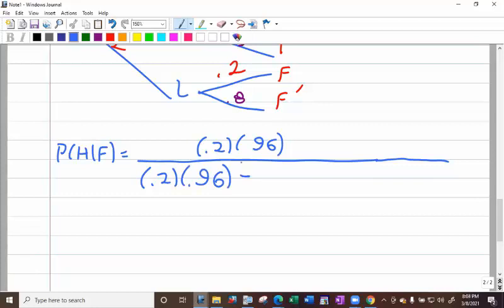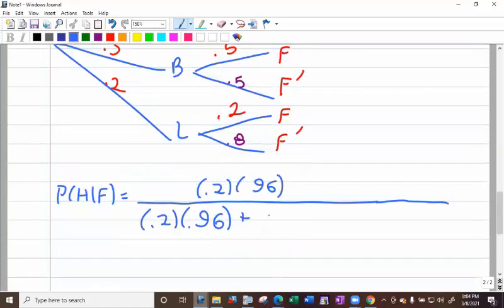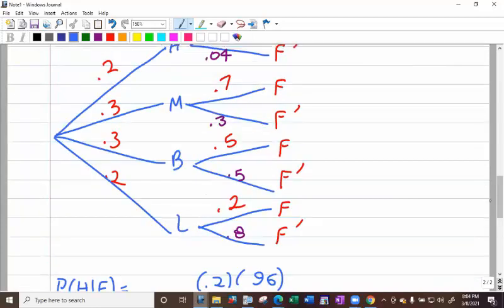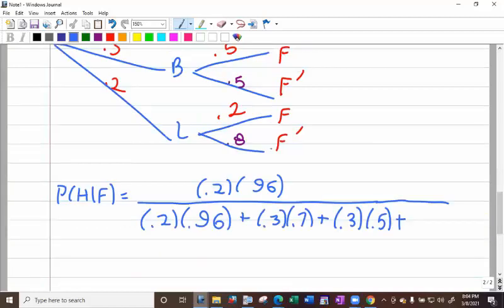Plus, oh, I made it 2 now. Okay, let's see what we got. Everything that goes to favorable. 0.3, 0.7. 0.3, 0.5. And then 0.2, 0.2. All righty. So let's calculator time here.